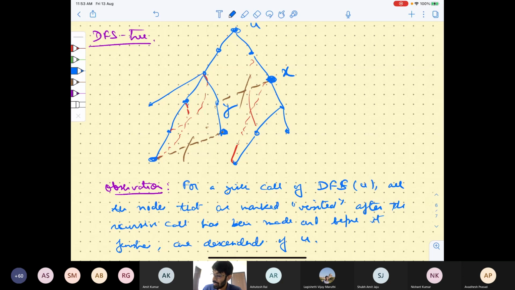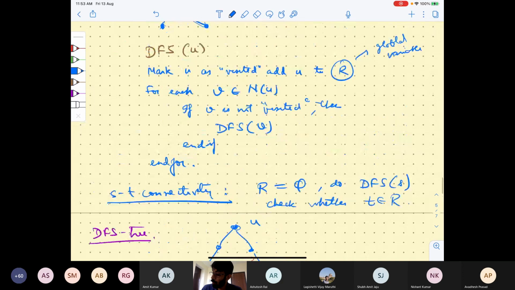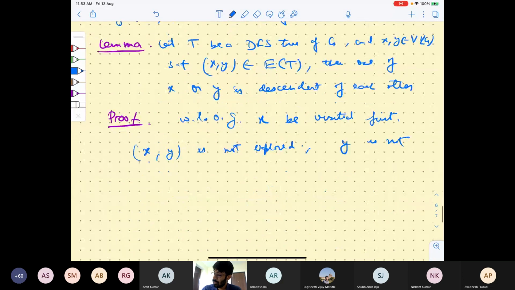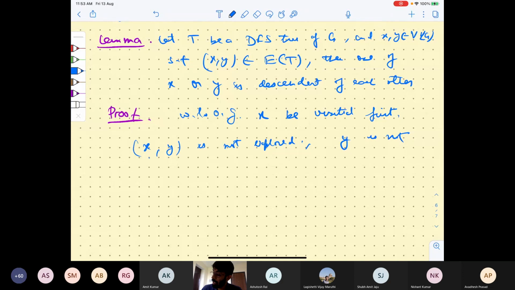So why is this edge xy not in the tree? The only reason can be that y is already marked visited, right? If y is not visited, then we will do this DFS on y, and then we will mark y as visited. So the only reason this can happen is that whenever this edge xy was considered, y was already marked visited. So if xy is not explored, then y must be marked visited.